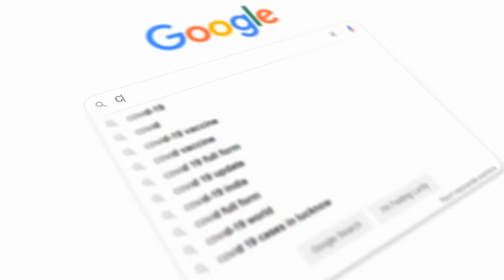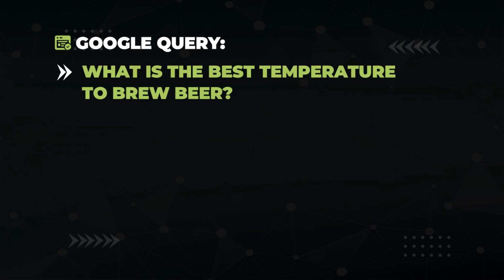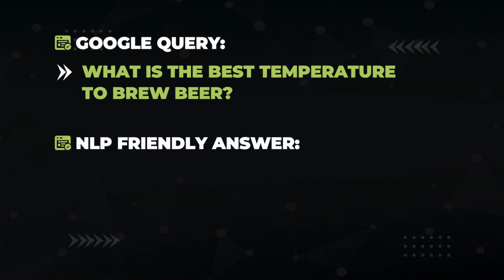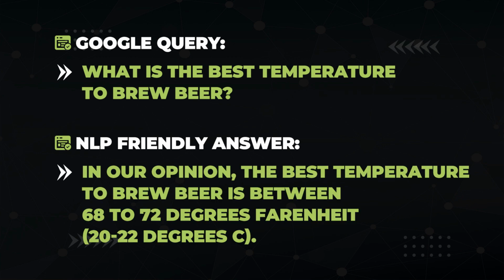Every search can be broken down into a question. For example, if someone Googles the best temperature to brew beer, the actual question is, what is the best temperature to brew beer? Then what you want to do with your content is somewhere echo back the question, give the answer, and give any units that might be associated with that question. Like here with, in our opinion, the best temperature to brew beer is between 68 and 72 degrees Fahrenheit or 20 to 22 degrees Celsius.